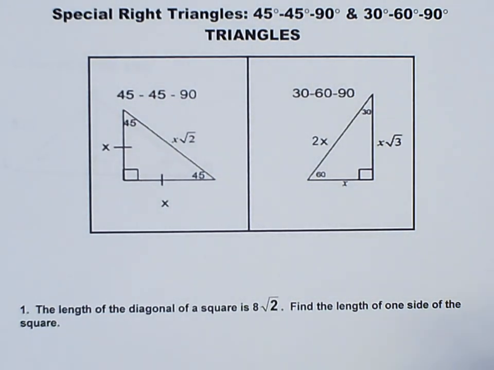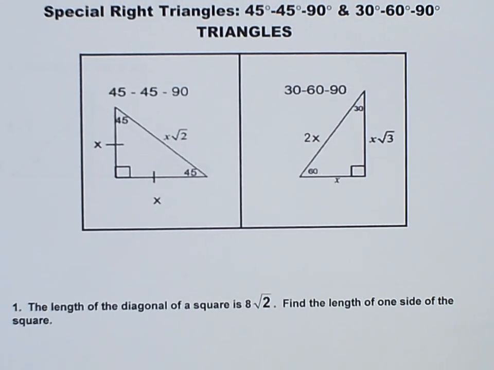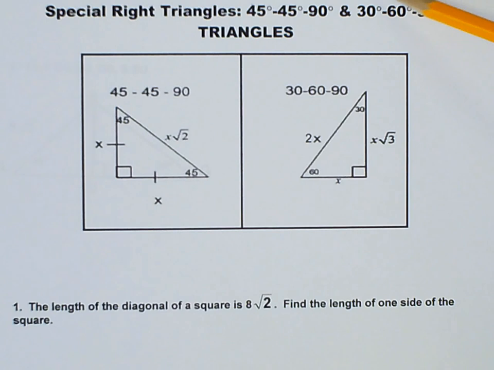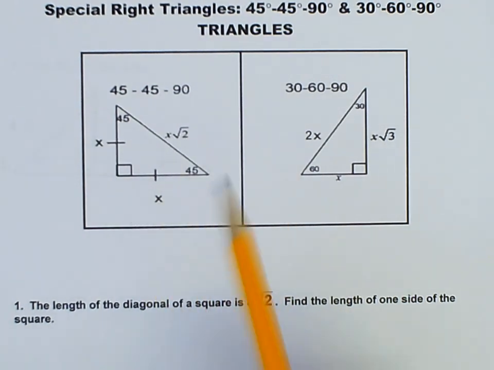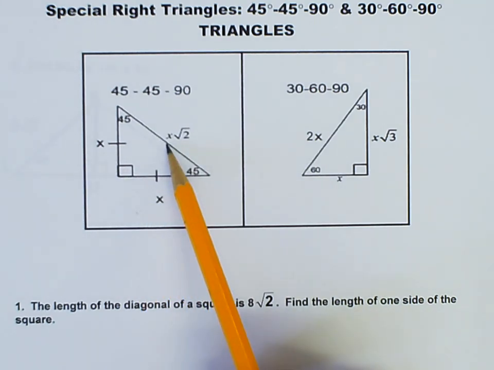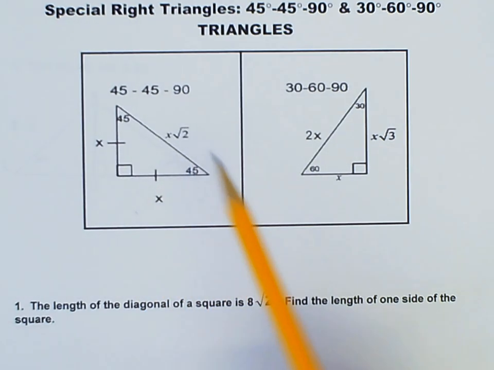Excuse me about that. Today, our notes are going to be with special right triangles. So we have two types, 45-45-90 and 30-60-90. The things to remember on the 45-45 is that the legs are always x, so that means they're the same, and the hypotenuse is always x radical 2.